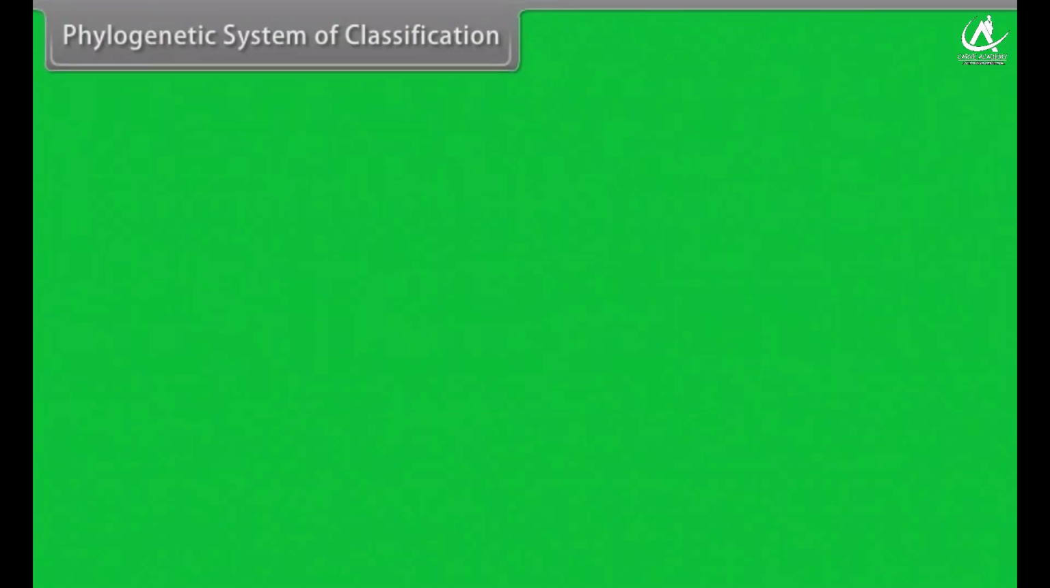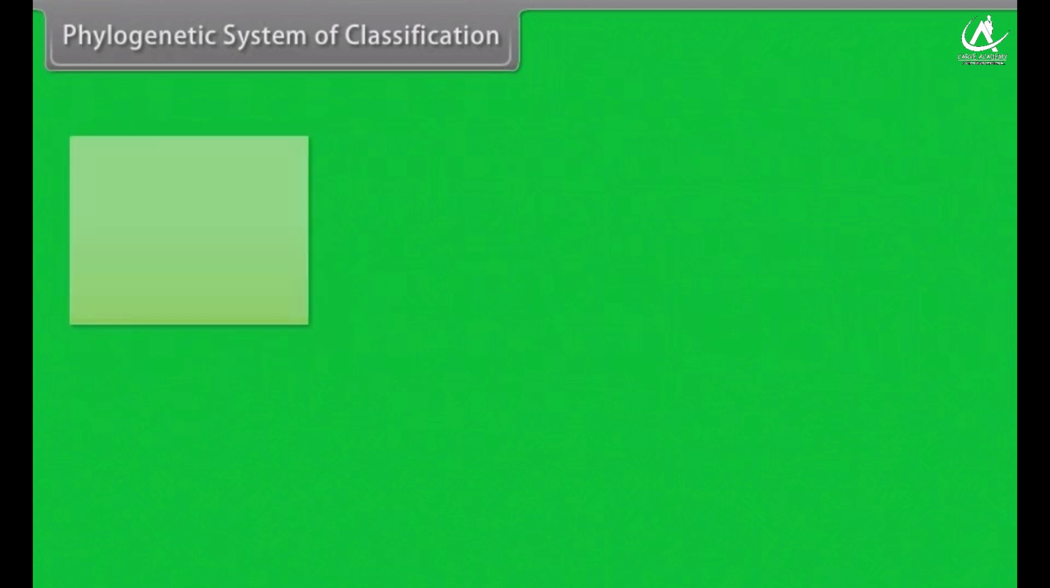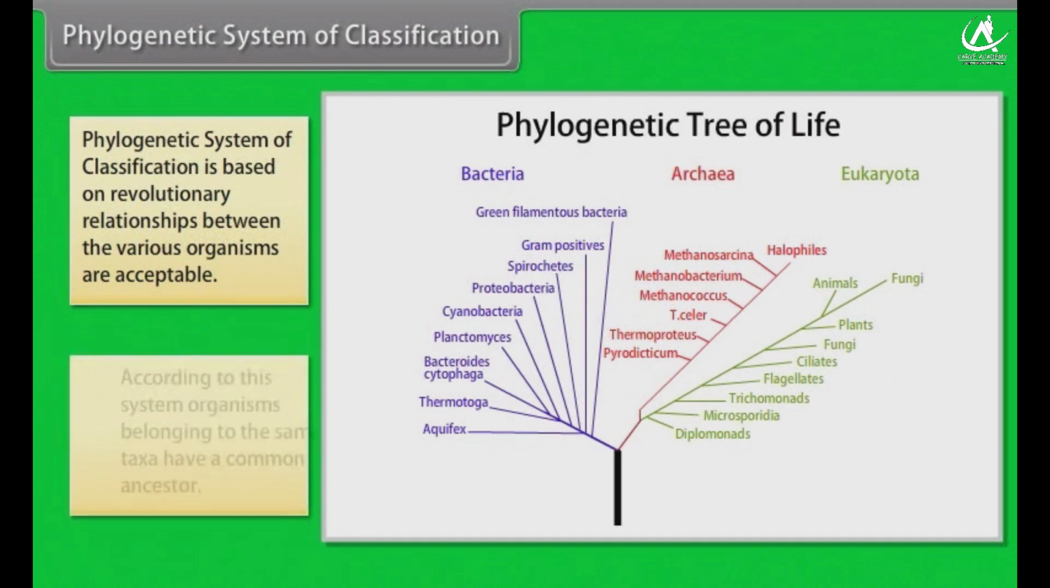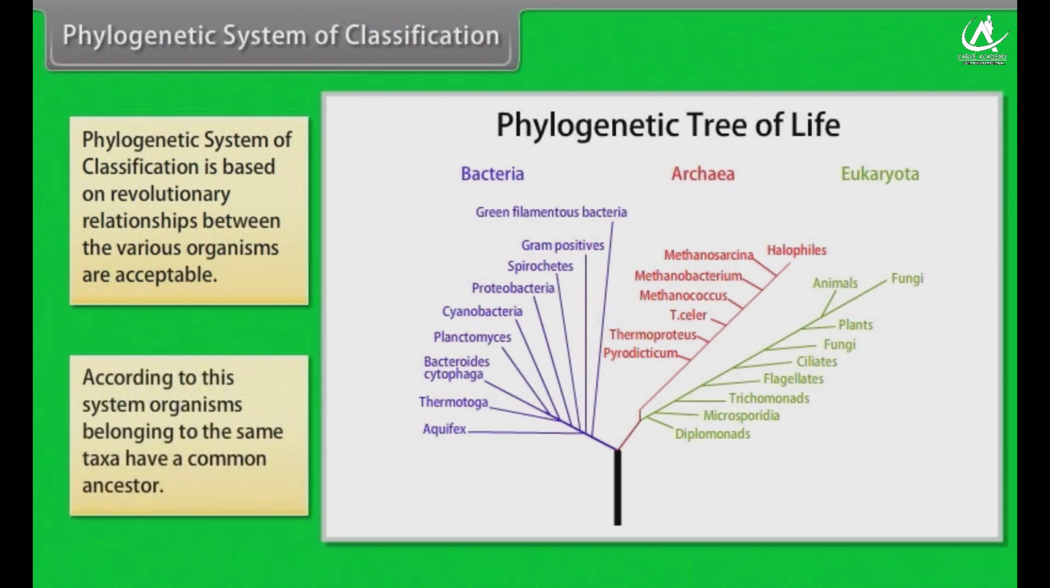Phylogenetic system of classification. Phylogenetic system of classification is based on evolutionary relationships between the various organisms. According to this system, organisms belonging to the same taxa have a common ancestor.